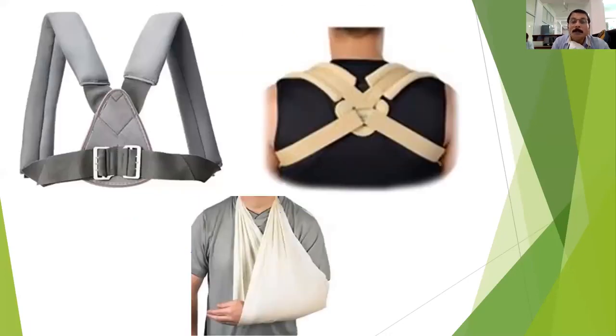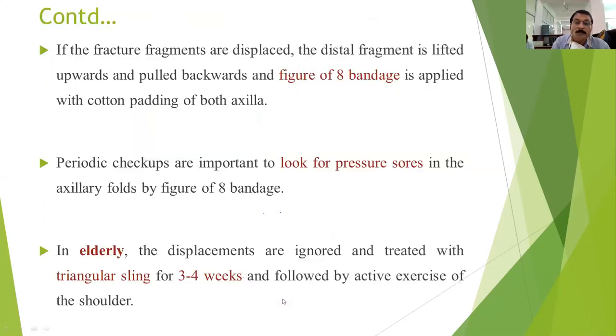So this is the clavicle brace, which is applied from the posterior side to support the fragment here. On the other hand, this triangular sling gives support so that the weight of the limb is not pulling it down and angulating the fragment here. To counteract this, you have to apply a triangular sling like this, which supports it from below. So for a displaced fragment, a figure of 8 bandage is applied.